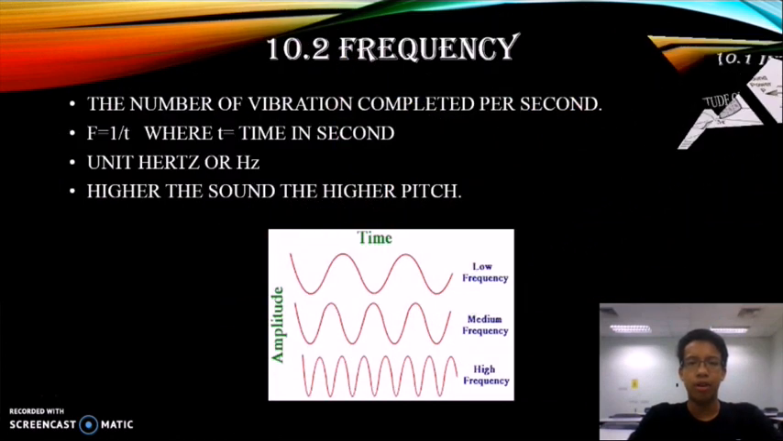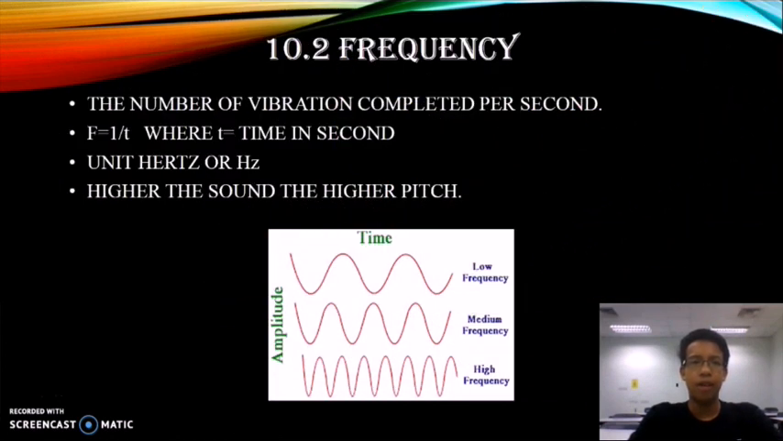Next, we talk about the frequency. Frequency is the number of vibrations completed per second. This is the formula for the frequency, and the unit is hertz, or cycles per second. The higher the frequency, the higher the pitch.